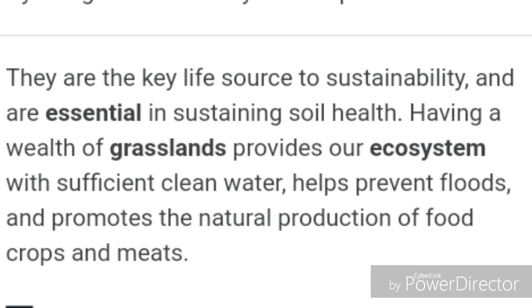Grasslands are the key life source to sustainability and are essential in sustaining soil health. Having a wealth of grasslands provides our ecosystem with sufficient clean water, helps prevent floods, and promotes the natural production of food crops and meats. Sustainability means utilizing the natural resources in a careful manner and preserving them for future generations.